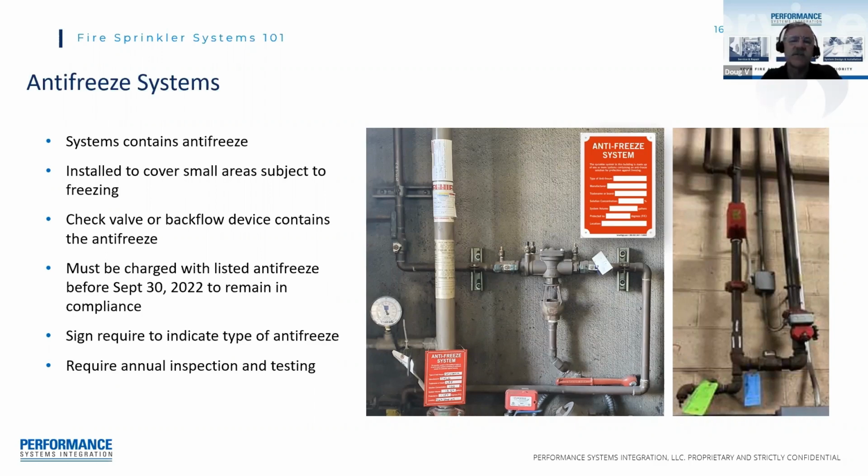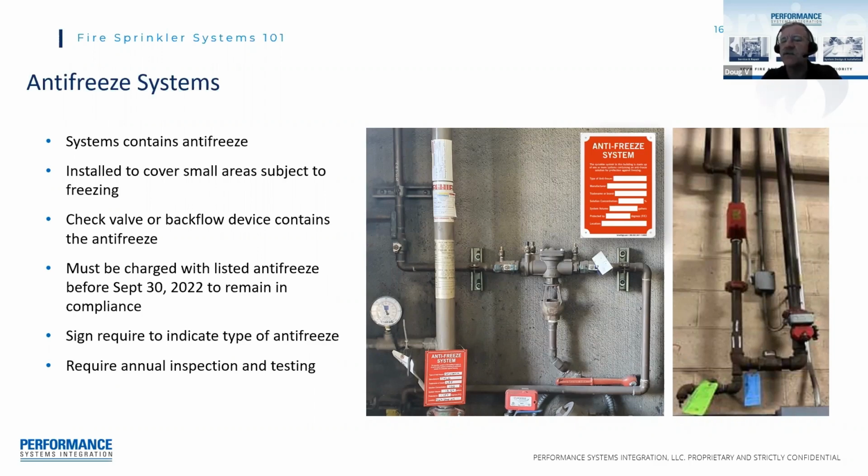These particular systems have had some problems in the past with antifreeze, as antifreeze is flammable. And we found some conditions where these were discharged and people were injured or killed when that antifreeze discharged onto a fire. So as of now, all non-listed or unknown types of antifreeze in systems must be replaced with listed antifreeze prior to September 30th, 2022.